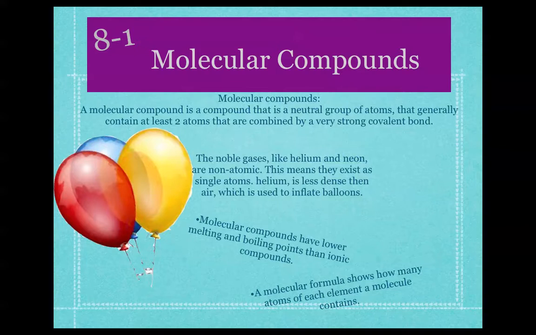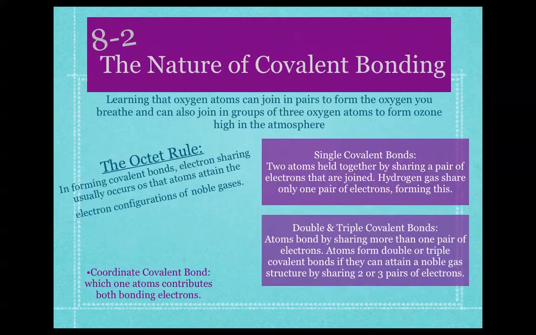Molecular compounds have lower melting and boiling points than ionic compounds. These are just some general facts. And a molecular formula shows how many atoms of each element a molecule contains. So that was kind of what we went over, and we did some labs that had to do with molecular compounds.